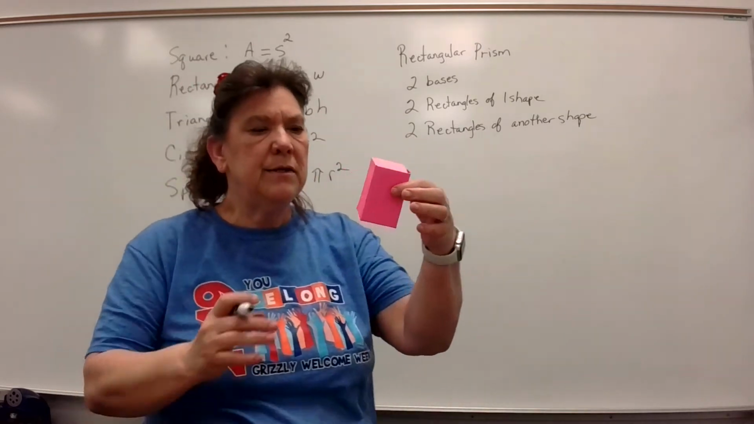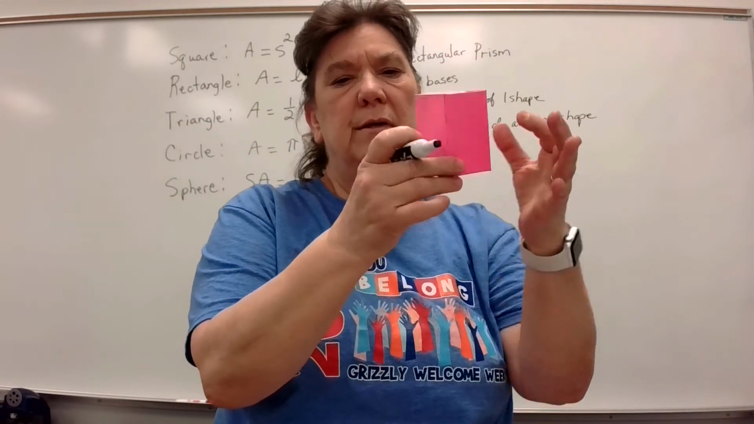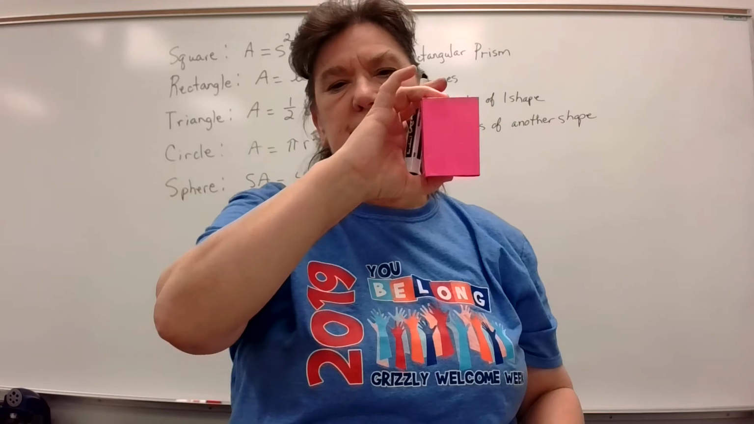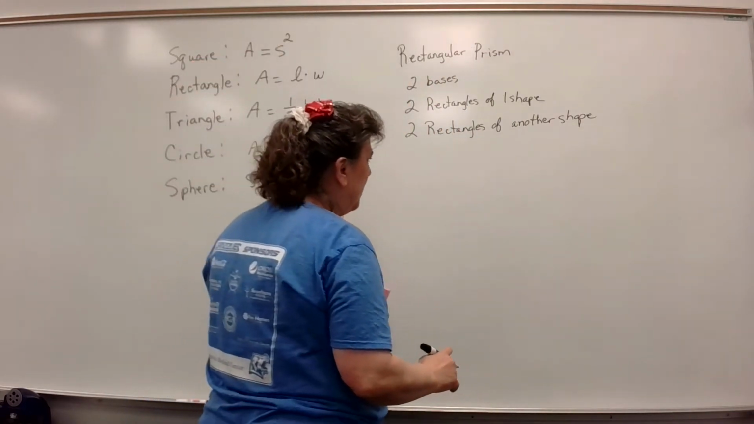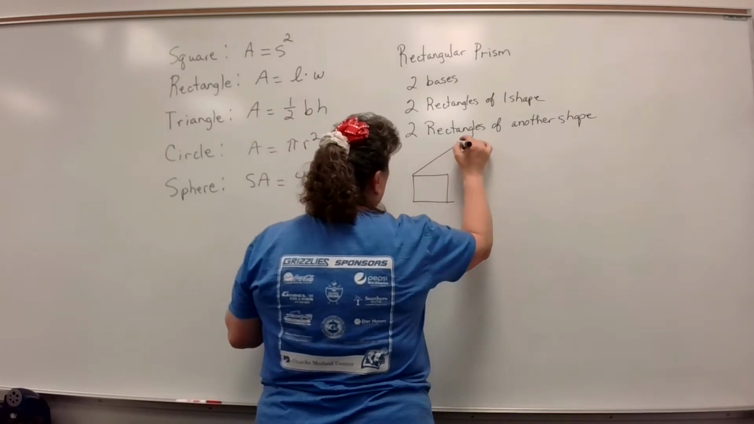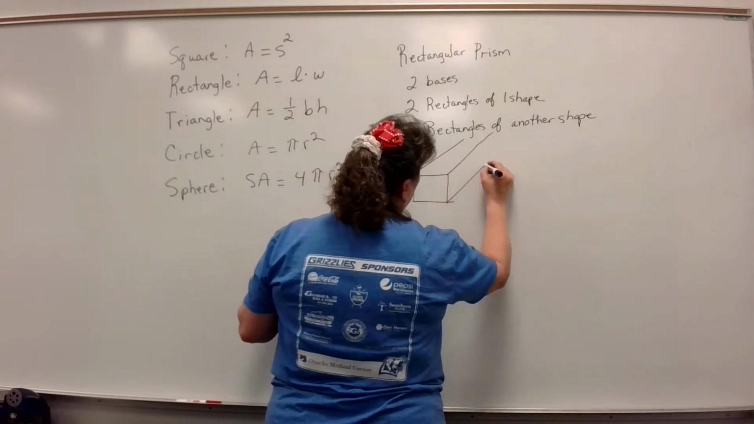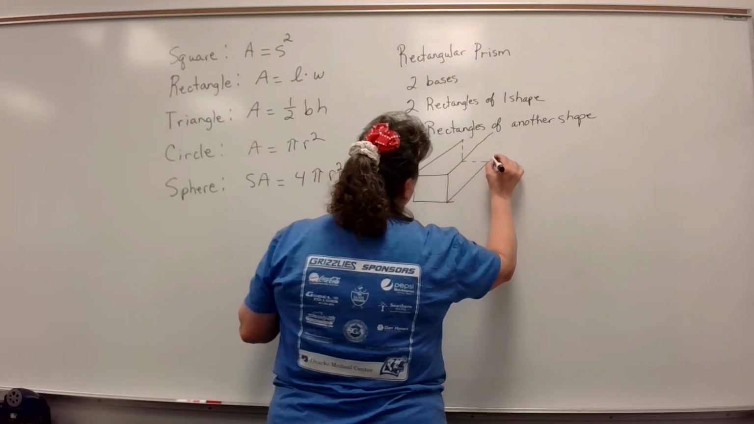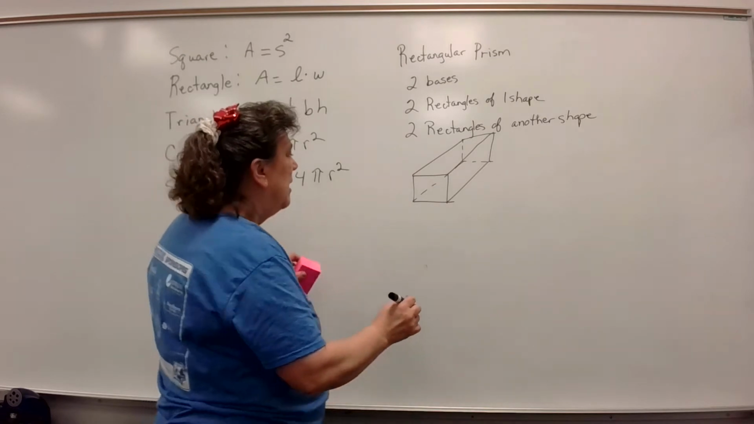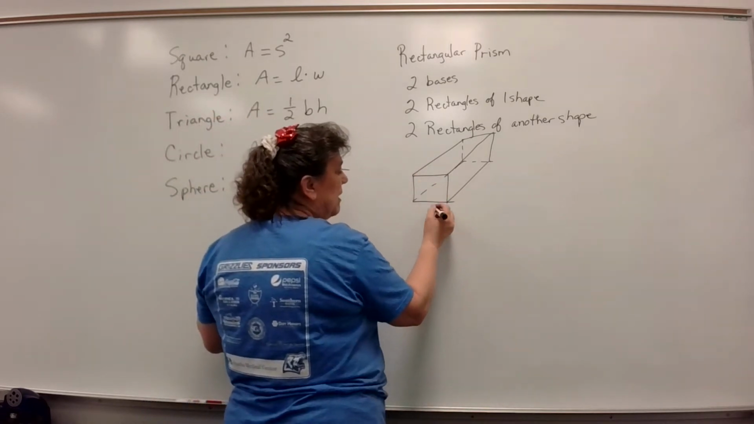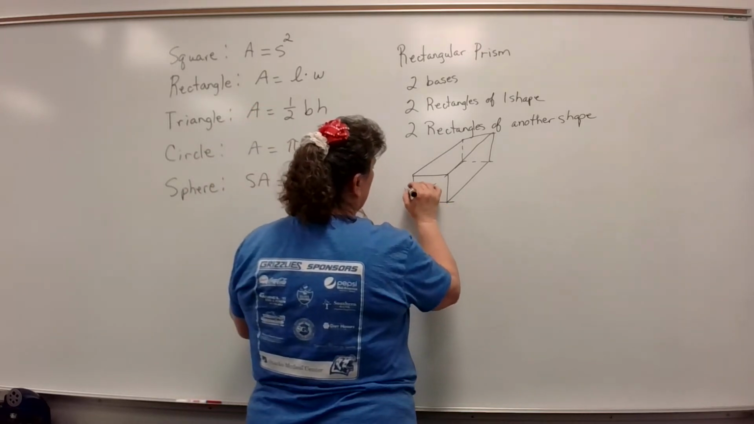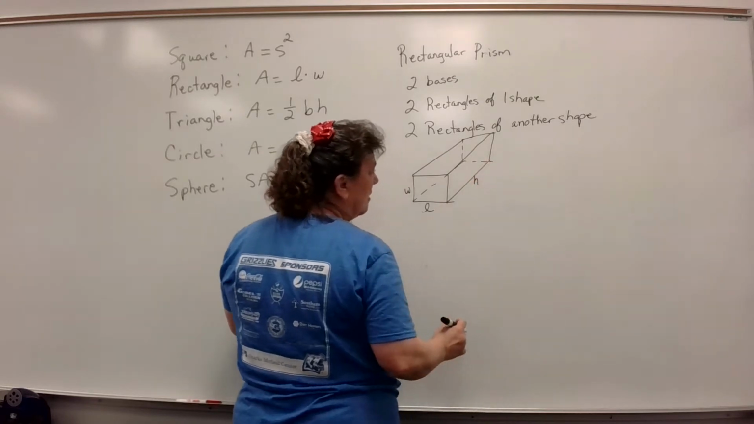Okay, see that? Two rectangles. These two are the same, these two are the same, and these two are the same. So we have two of every shape. So if we have my rectangular prism here, not a very good drawing, but anyway, there it is. My base is going to be made up of a length and a width. And then this would be the height of this thing.